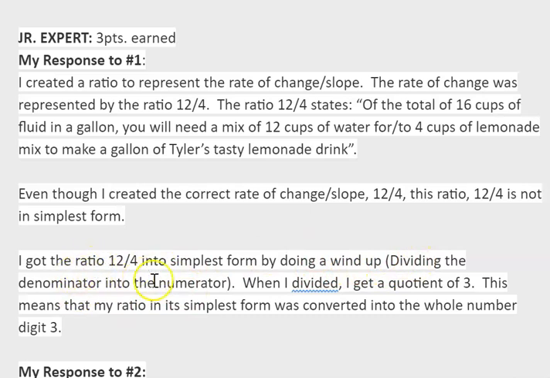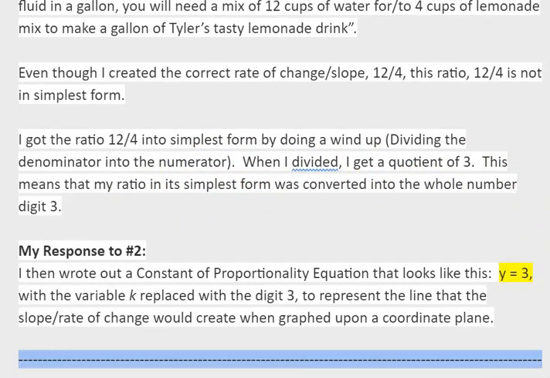Nice. I got the ratio 12/4 in the simplest form by dividing the denominator into the numerator. And notice how I didn't need to see them put the numbers there because I can see already what the numbers are right there. And he said denominator into the numerator. When I divided it, I got a quotient of 3. We've seen how that happens. This means that my ratio in its simplest form was converted into the whole number digit 3. But that's expert. Where did they get a junior expert?